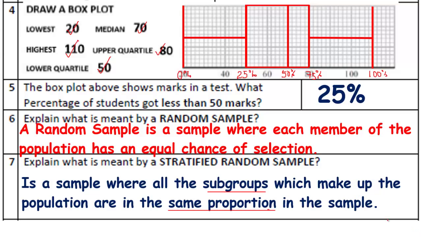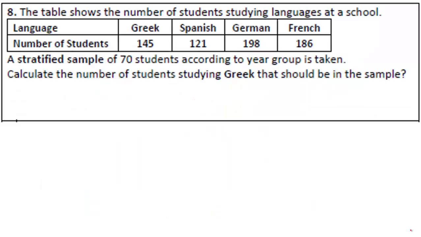Subgroups are in the same proportion as in the sample. Make sure you know and really commit this to memory, both of these definitions. Question 8. The table shows the number of students studying languages at a school.